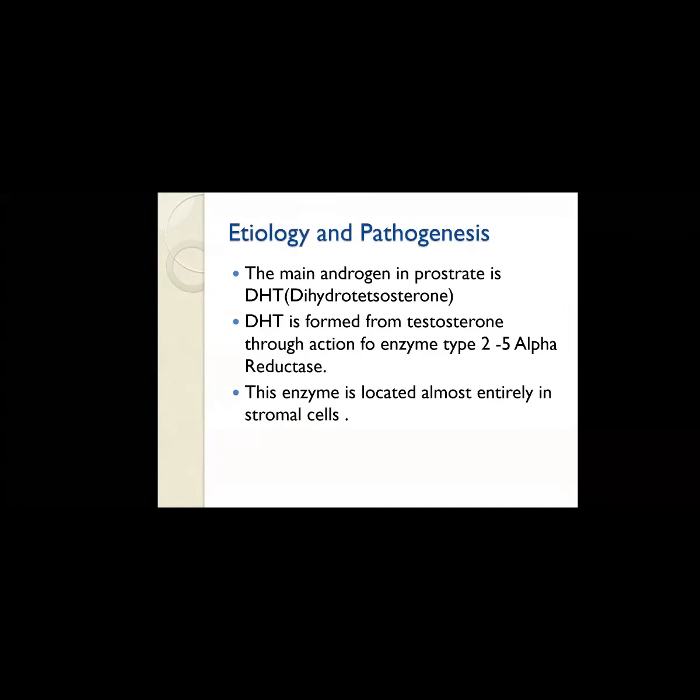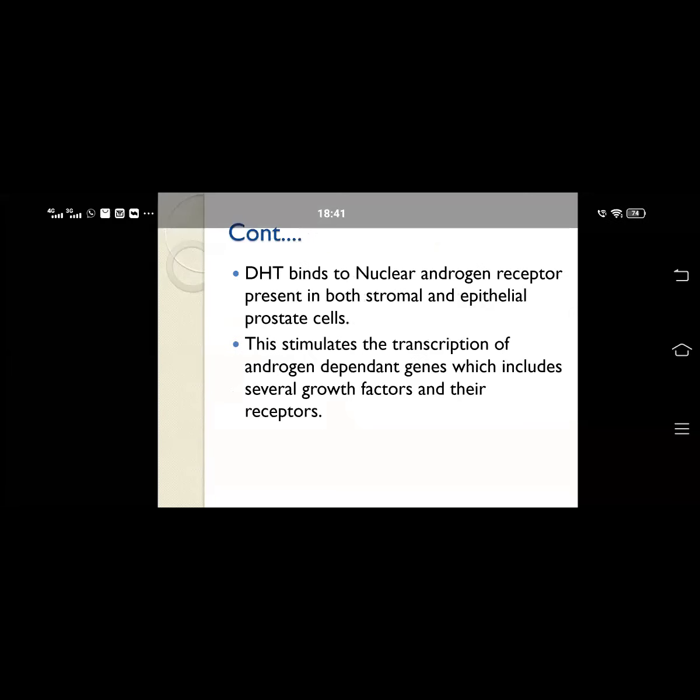What is the etiology and pathogenesis? Actually, the main androgen in the prostate is dihydrotestosterone. As you can see, dihydrotestosterone has to be derived from testosterone. So it is formed from testosterone through the enzyme type 2 5 alpha reductase. This enzyme is usually located in the stromal cells, and it converts testosterone to DHT or dihydrotestosterone, which binds to the nuclear receptors and stimulates the growth factors.